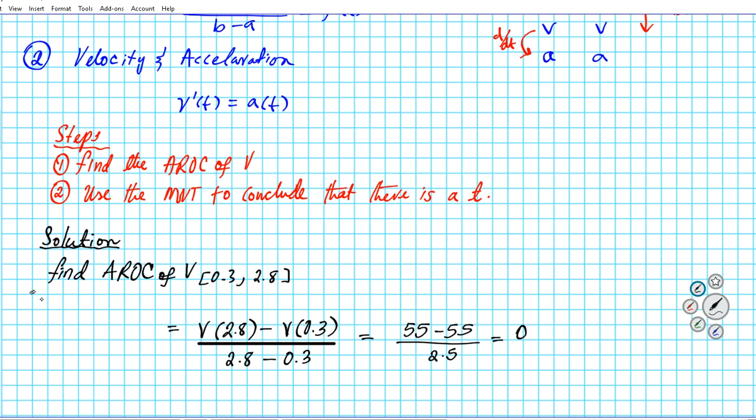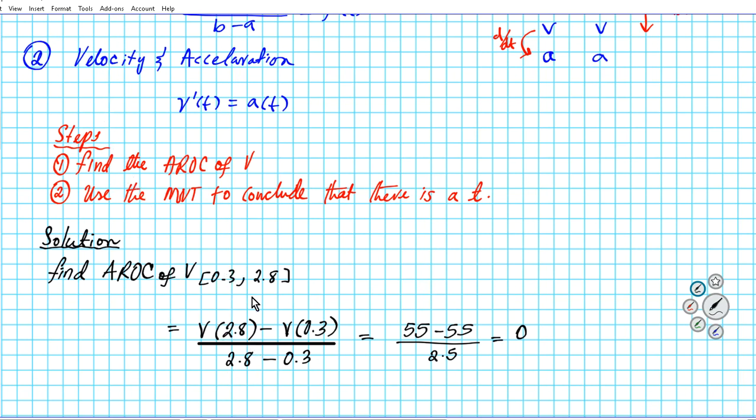So what can we conclude based on this? Since the scenario we're dealing with satisfies the hypothesis of the MVT, how do we know? Well, it's a differentiable function on the closed interval, so that automatically means it's continuous and differentiable. So we know for a certainty that it should also satisfy the conclusion.